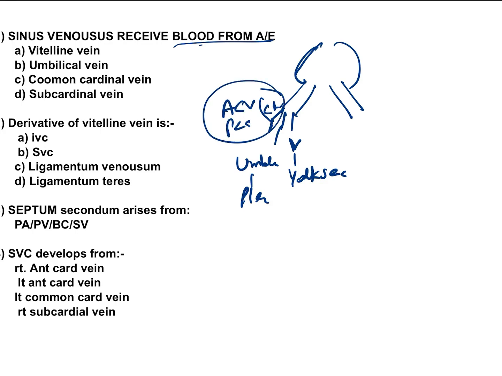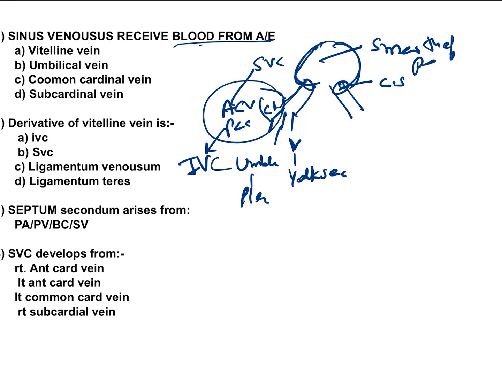We are also aware about the fate of the sinus venosus. The right horn, with the anterior cardinal vein, will form the SVC; the posterior cardinal vein with the vitelline vein will form the IVC; and the left horn will form the coronary sinus. The sinus venosus will form the smooth part of the right atrium, and the rough part of the right atrium develops from the primitive atrium.